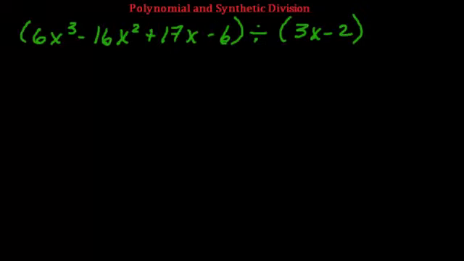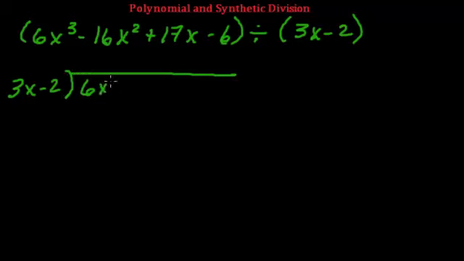We're going to do this particular problem by long division, and then we'll do it by synthetic division. And it is not set up properly for synthetic division, so we'll have to manipulate it just a little bit. So I've got 3x minus 2 into this big long thing, 6x cubed minus 16x squared plus 17x minus 6.